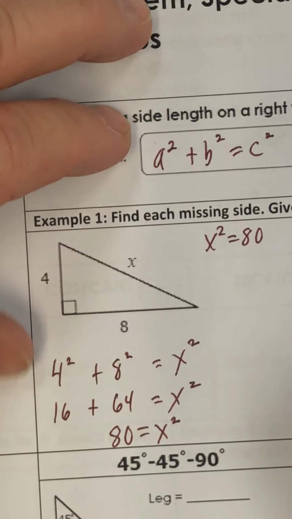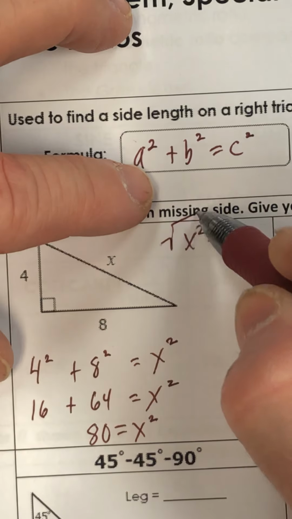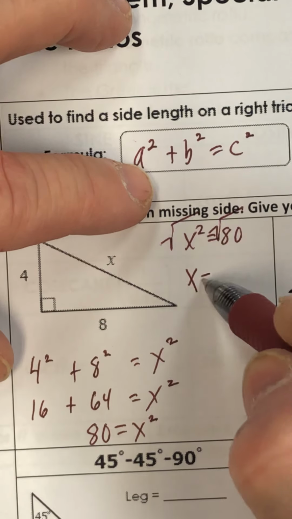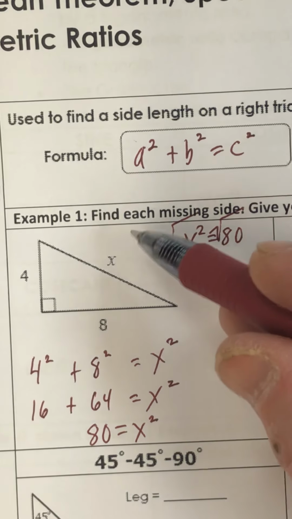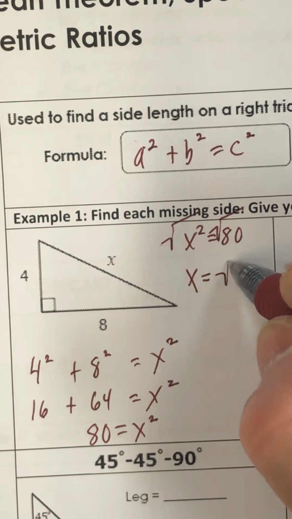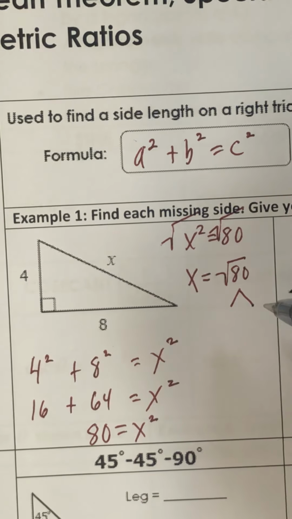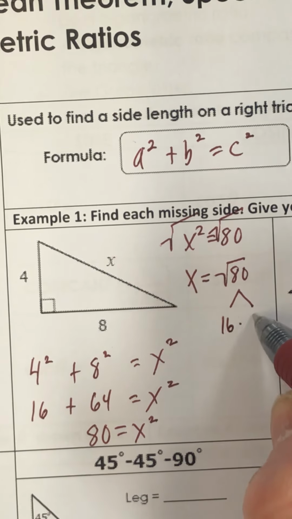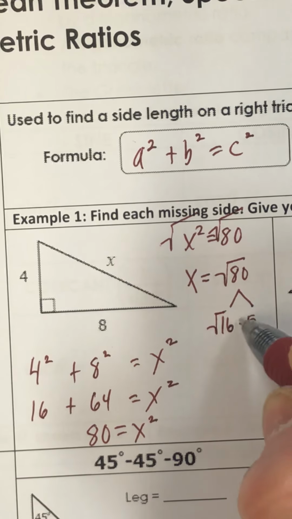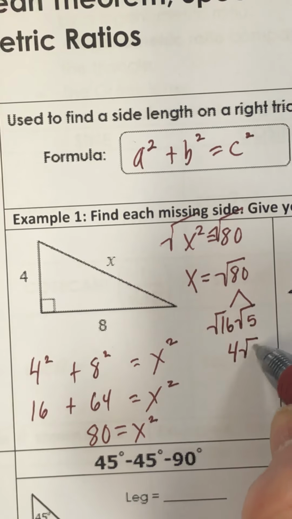It's the same thing. Now, once you get to this point, we have to square root both sides. If I square root both sides, I get x equals, now it's going to be the positive value, so we're not going to have a negative length, so the square root of 80. Then we simplify the square root of 80. We always simplify. The largest square number that divides into 80 would be 16, so it would be 16 times 5. The square root of 16 is 4, so 4 square root 5 would be the length of that side.